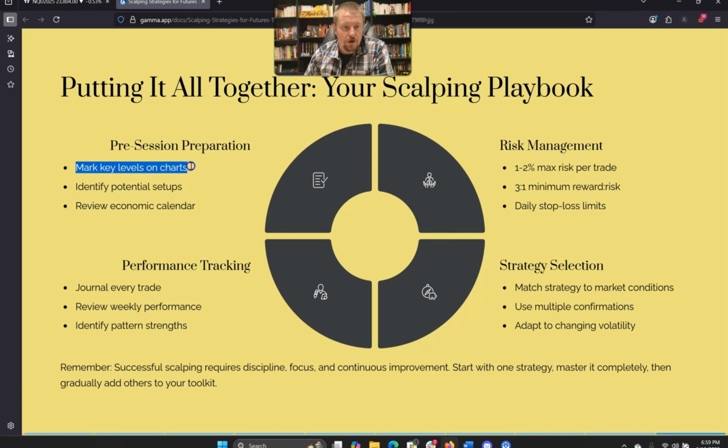Pre-session preparation: mark out those key levels on the charts, identify potential setups, and review the economic calendar before you trade. All right, that's everything for this scalping.